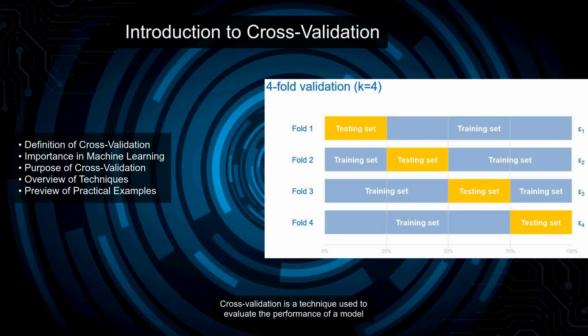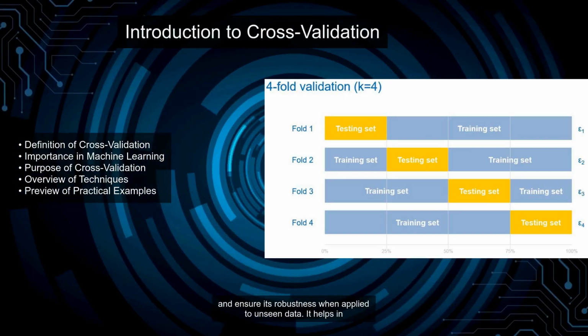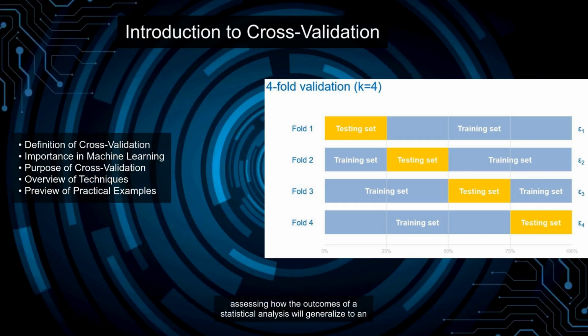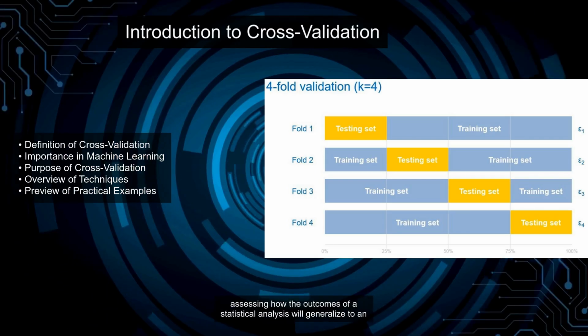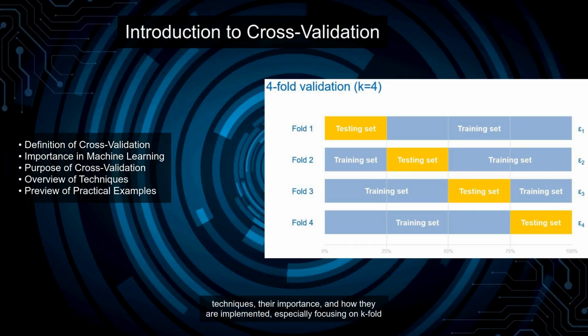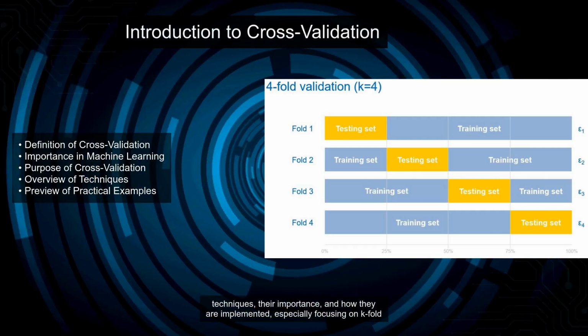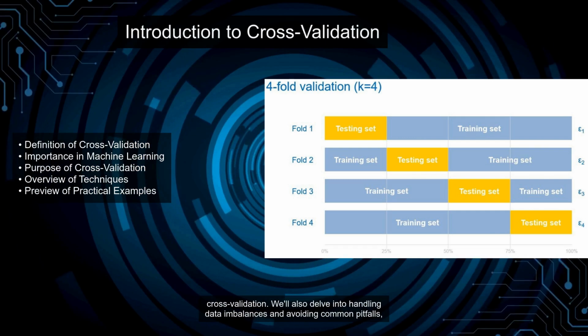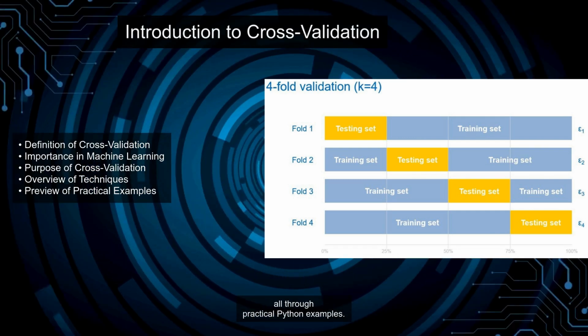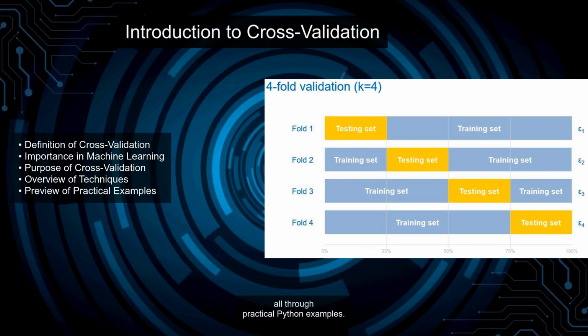Cross-validation is a technique used to evaluate the performance of a model and ensure its robustness when applied to unseen data. It helps in assessing how the outcomes of a statistical analysis will generalize to an independent dataset. In this video, we'll cover different types of cross-validation techniques, their importance, and how they are implemented, especially focusing on k-fold cross-validation. We'll also delve into handling data imbalances and avoiding common pitfalls, all through practical Python examples.